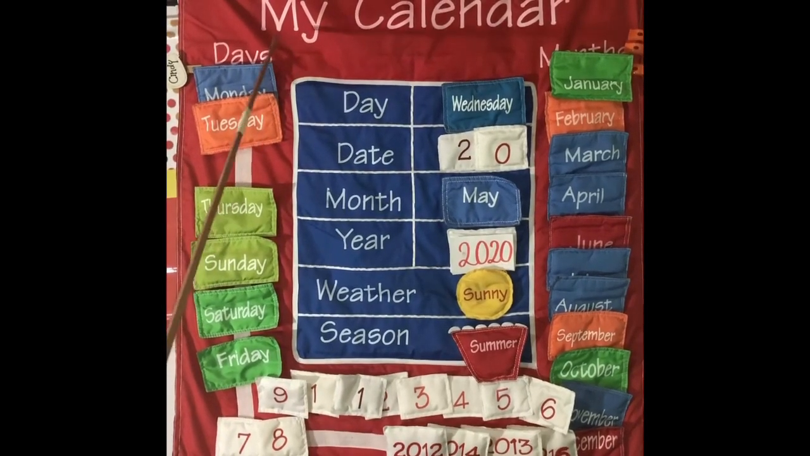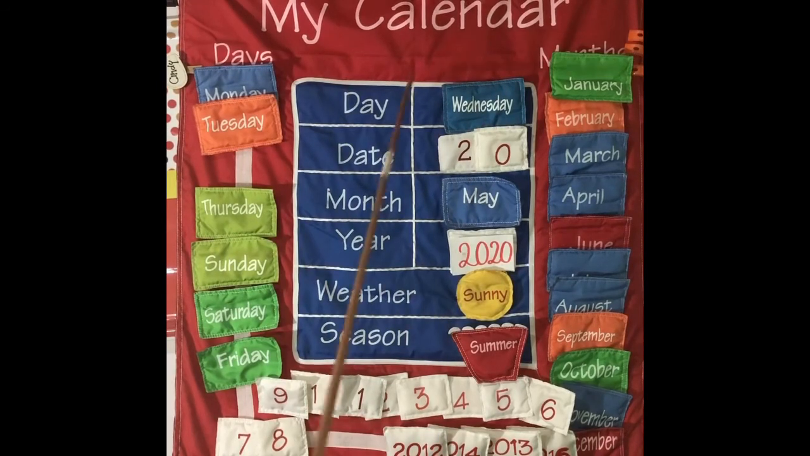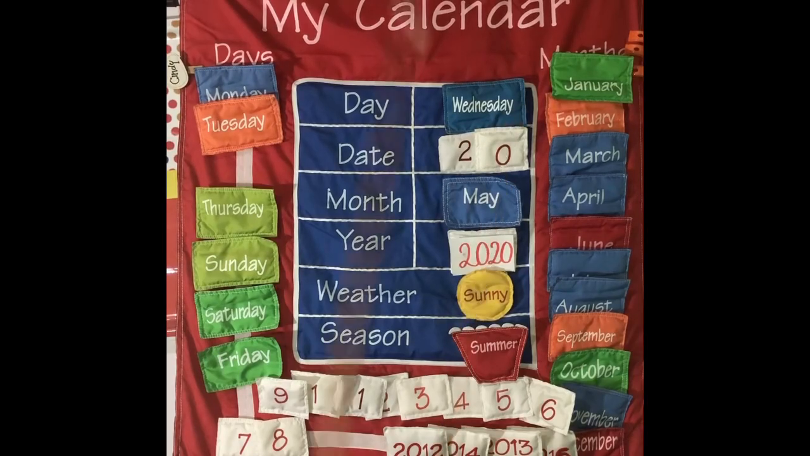Well, today in my calendar is Wednesday, 20 of May, 2020. Weather it is sunny today, and the season is summer. It's Wednesday today.